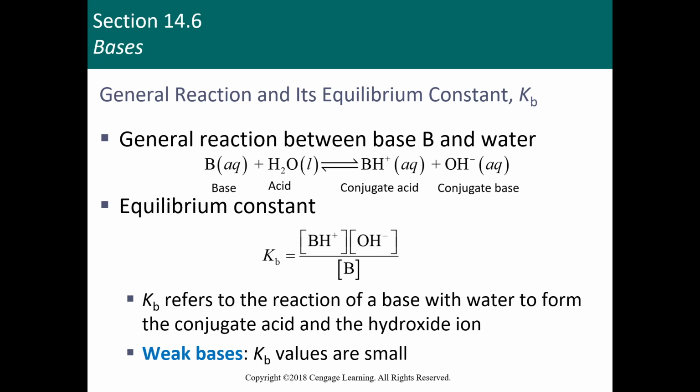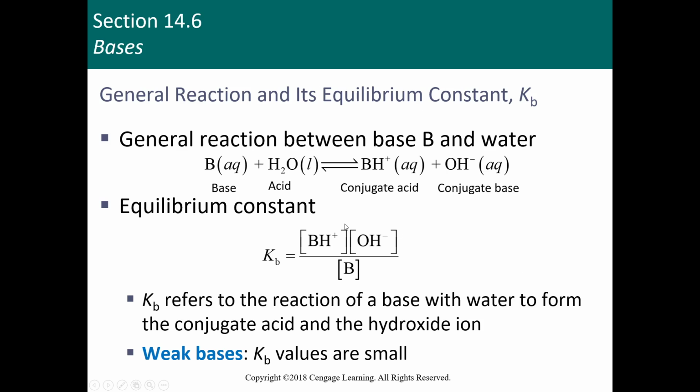So this is your general reaction between a base and water. Right here we represent the base by just writing B. And we represent water here, which is our acid, by of course water. Now water will donate an H plus to the base. And so our conjugate acid will be BH plus, our base that went ahead and got an H plus. And right here, this will be our conjugate base, which is OH minus. That's the conjugate base of water.